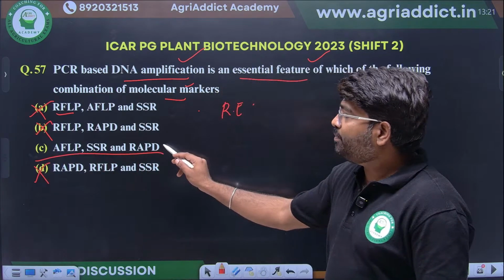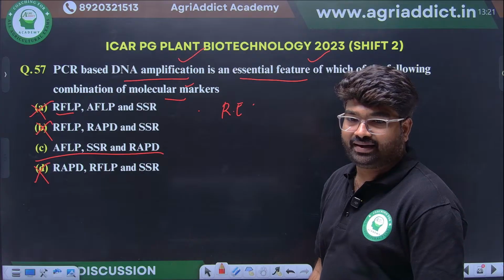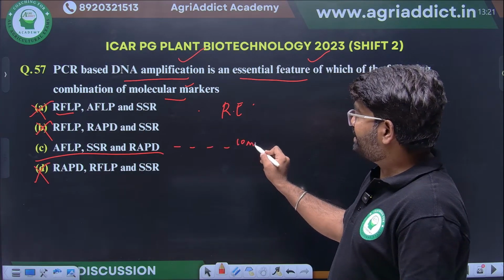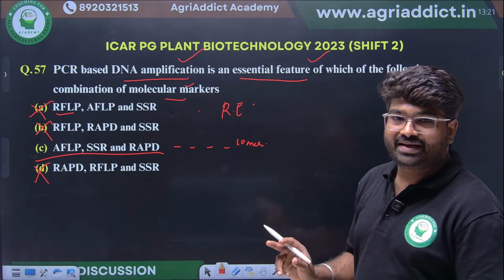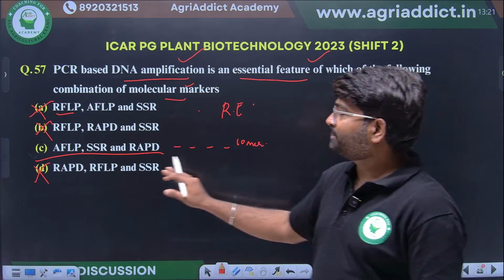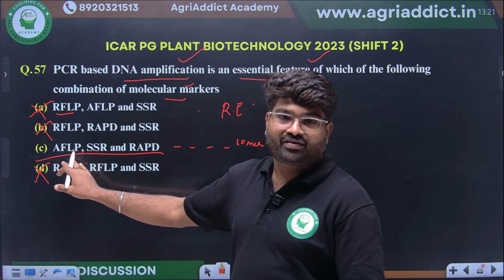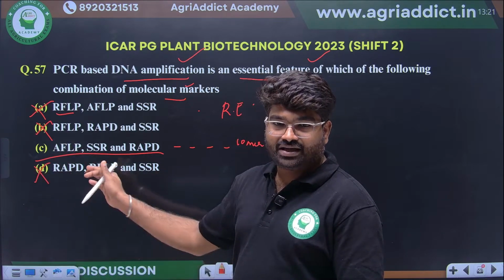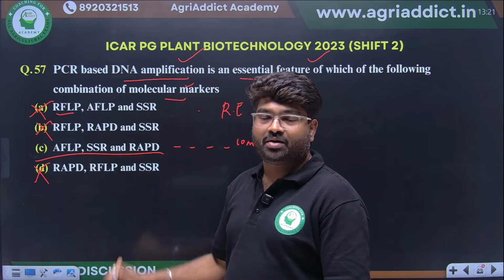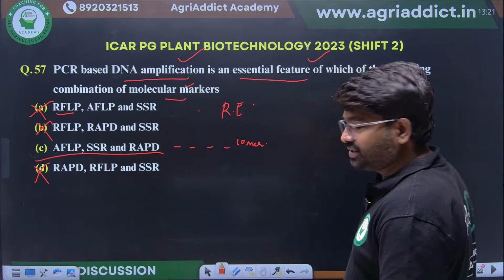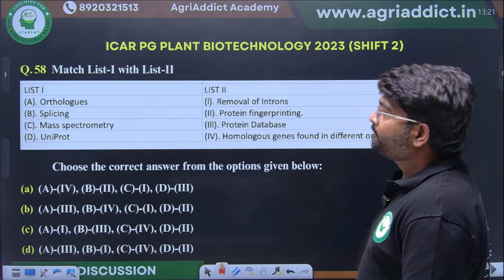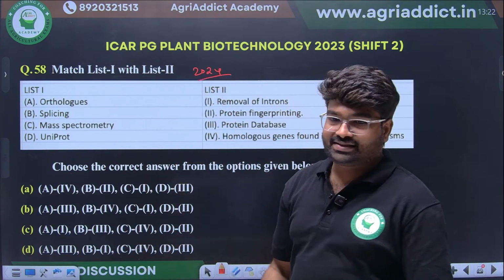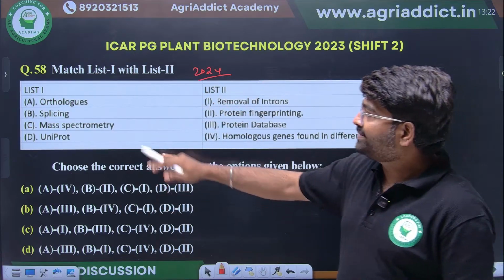Here RAPD, random amplification of polymorphic DNA, we use single primers. This we call 10 mers. A 10 mer primer has 10 bases, that's why we say 10 mer primers. Simple sequence repeats and amplified fragment length polymorphism. Here we use a restriction enzyme and then PCR also, that's why amplified fragment length polymorphism is there. So the right option is option C. This is a repeated question. In 2024 also they asked the same question, the same match without changing any option. This we already discussed.